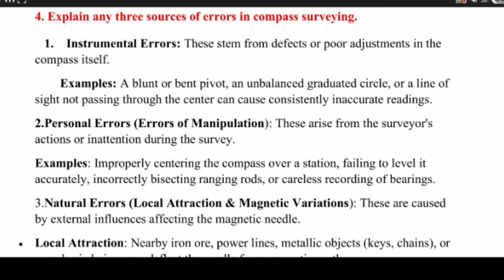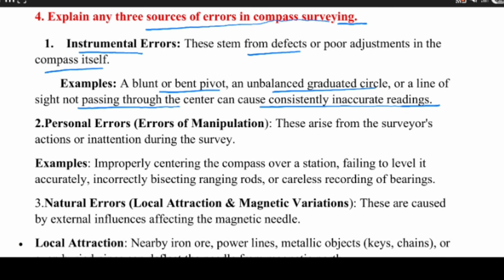Next, name any three sources of errors in compass surveying. One is instrumental error. It is caused by improper adjustment of the instrument or compass. For example, if the pivot is not properly bent, the graduated circle becomes unbalanced, and with improper centering you will get an inaccurate reading. That we call an instrumental error.